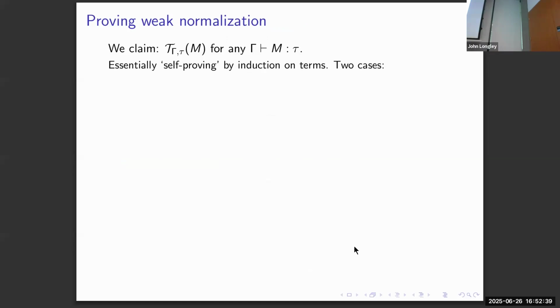And the headline is basically that works. So once you've got this far, you've done the hard bit, okay? And if you try and now work through this proof, it's essentially self-proving. You just follow your nose, you do the induction cases, and there's nothing very difficult.